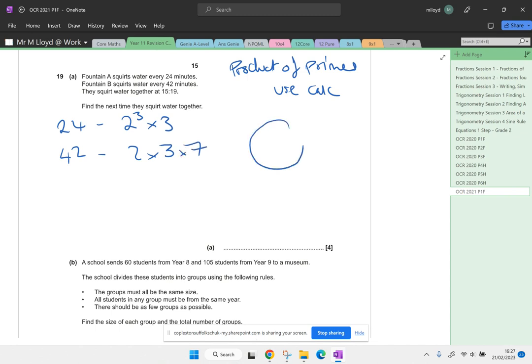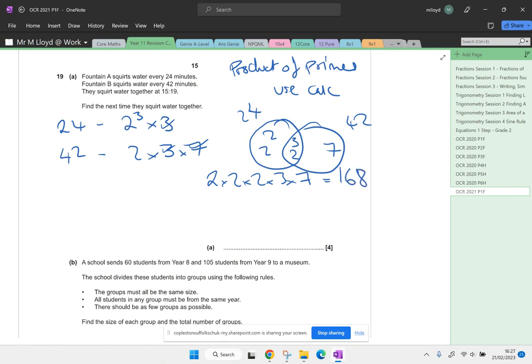Okay, so then we draw that Venn diagram. 24 and 42. 7 isn't in either of them. 3 is in both. And then 2 is in both, leaving 2 and a 2 for the 24. Now, lowest common multiple, we just multiply all of these numbers together. So 2 times 2 times 2 times 3 times 7. That gives me 168.